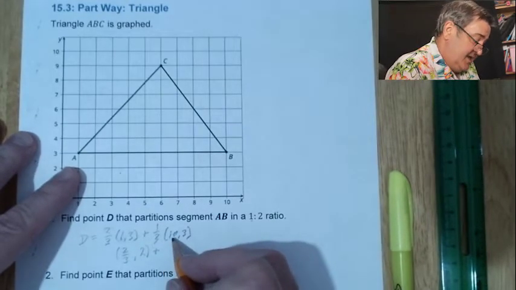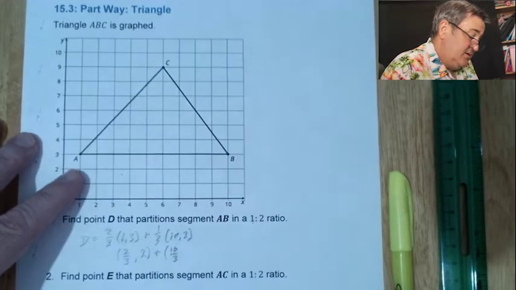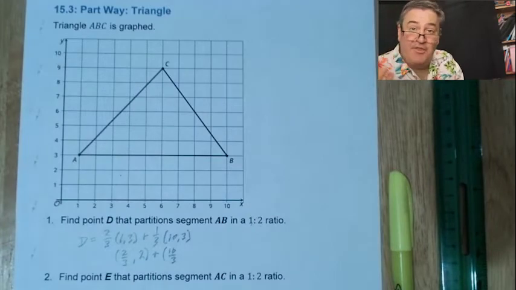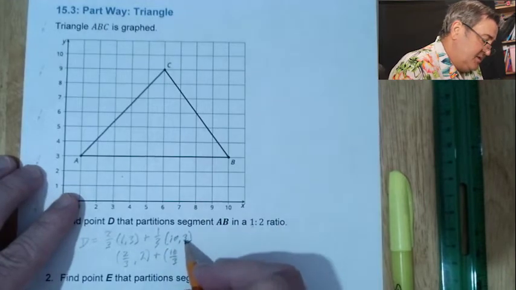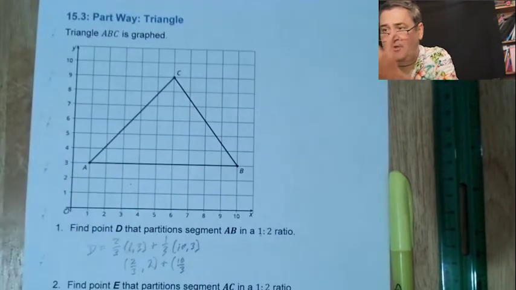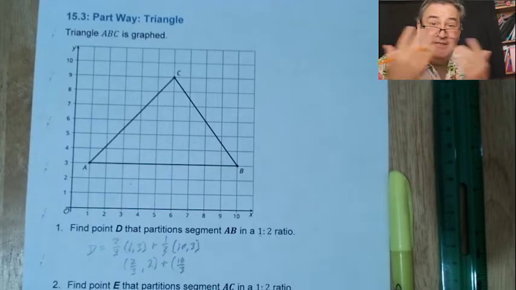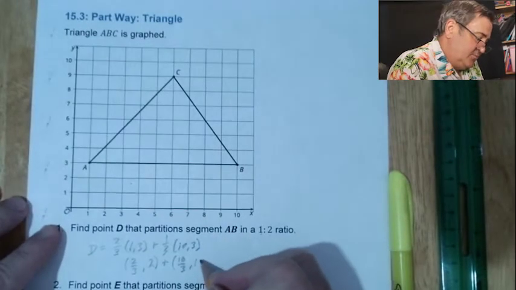1/3 times 10. Well, 10 times 1, that'd be 10/3. If you have 1/3 and you have 10 of those, you have 10 thirds. 10/3. And then you have 1/3 times 3. If I have a third and a third and a third, I have 3 of those, right? That means I've got 3/3, which is the same as 1.